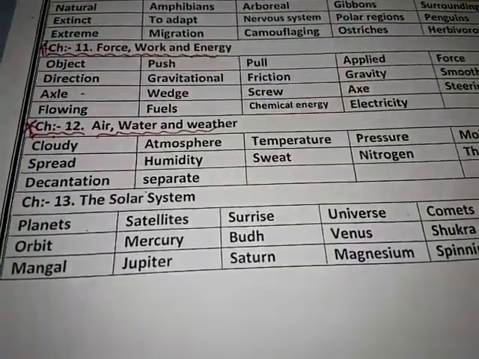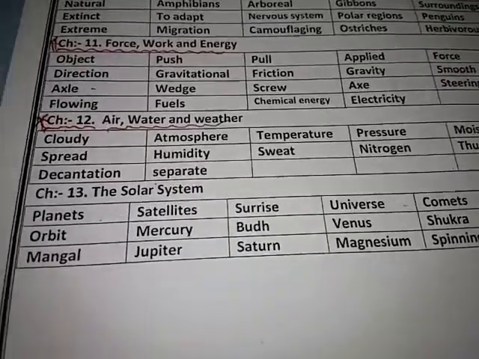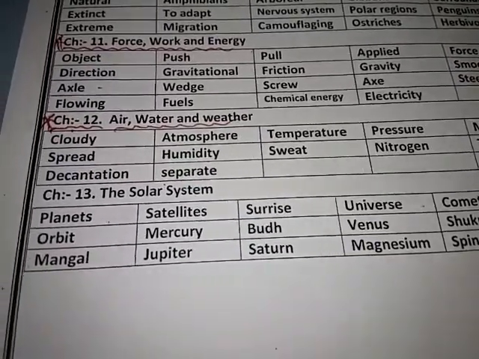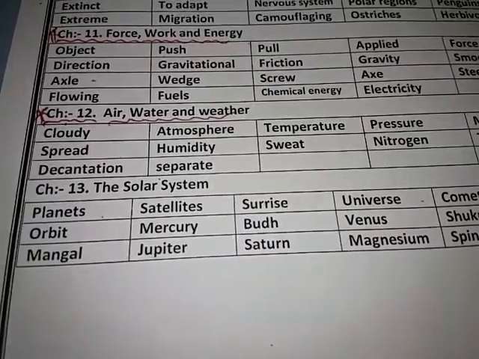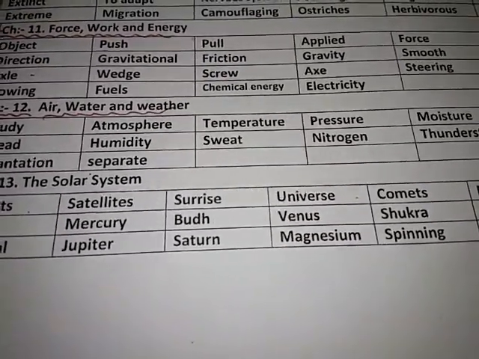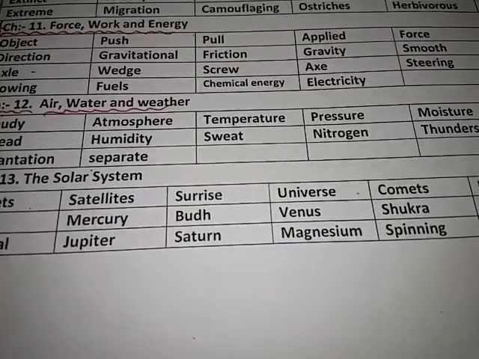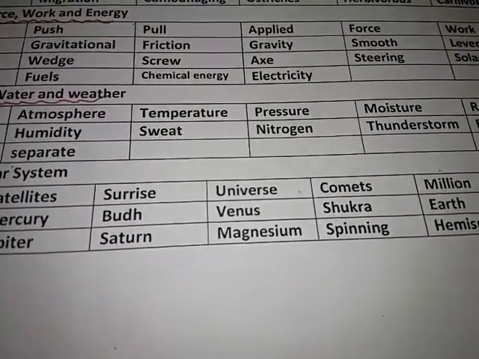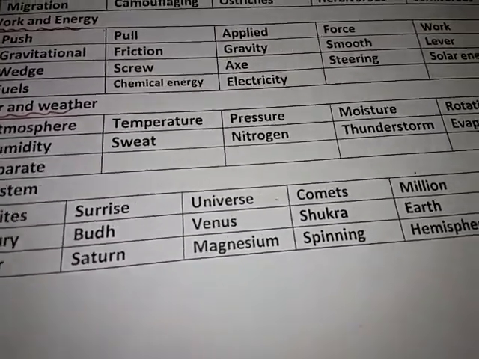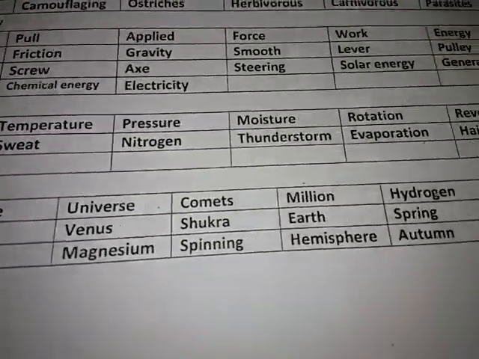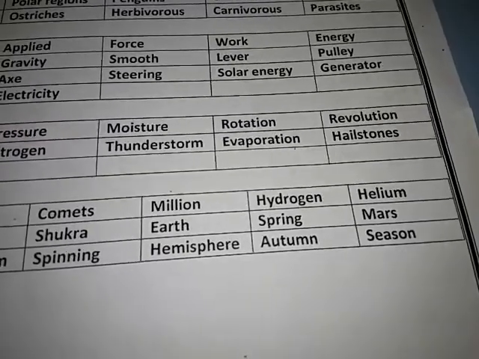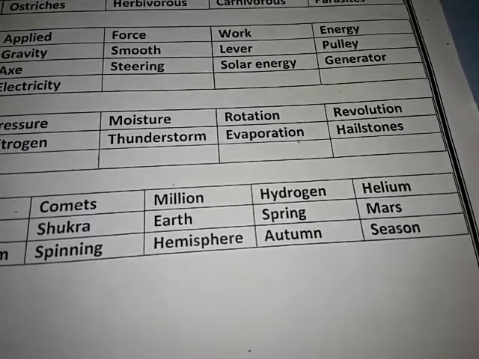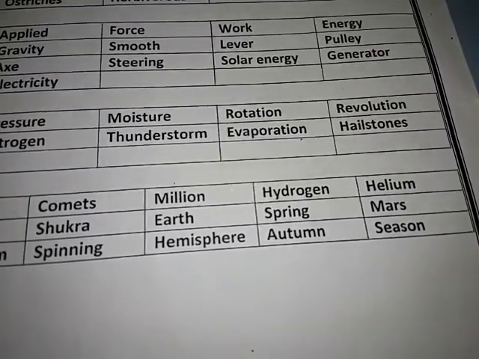Chapter number 12, Air, Water and Weather. Some more new words or hard words: Cloudy, spread. Decantation, atmosphere. Humidity, separate. Temperature, sweat. Pressure, nitrogen. Moisture, thunderstorm. Rotation, evaporation. Revolution, hailstone. Now let's start the chapter.